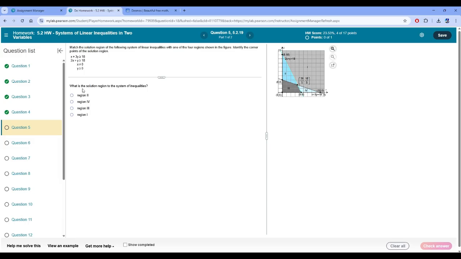So what is the solution to the region of inequalities? Obviously x is greater than 0, y is greater than 0. Got that. So we have 0, 0 is greater than 18? No. So which line is this? It starts at 0, 6. That's this line. So x is greater than, it's going this way, which means it has to be region 2.